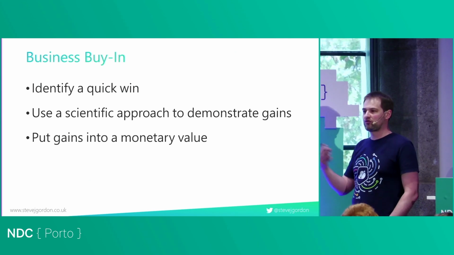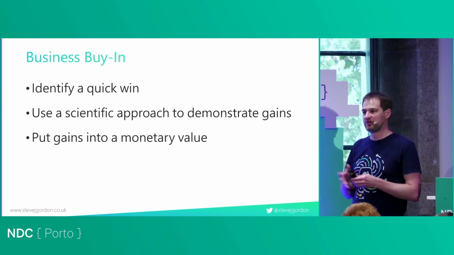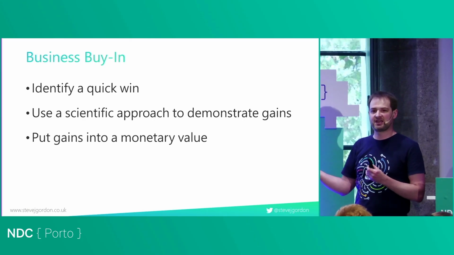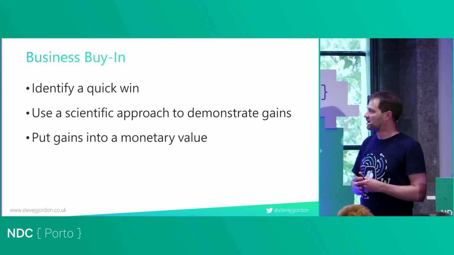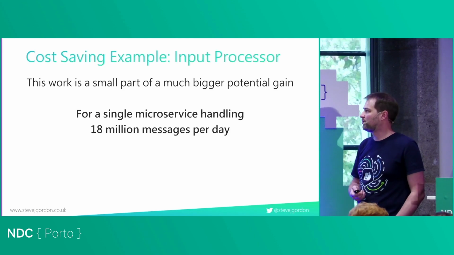So the main problem of going to a business owner and saying, hey, I can remove all byte allocations on this code path is that business owners probably don't really care what that means or might not understand. But if you can show them monetary value, it tends to make a bigger difference. So give them a cost-to-benefit ratio.